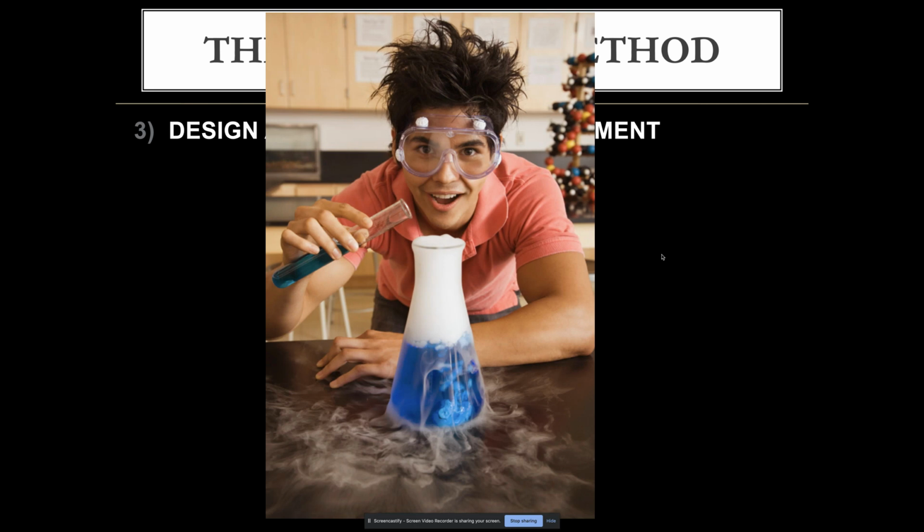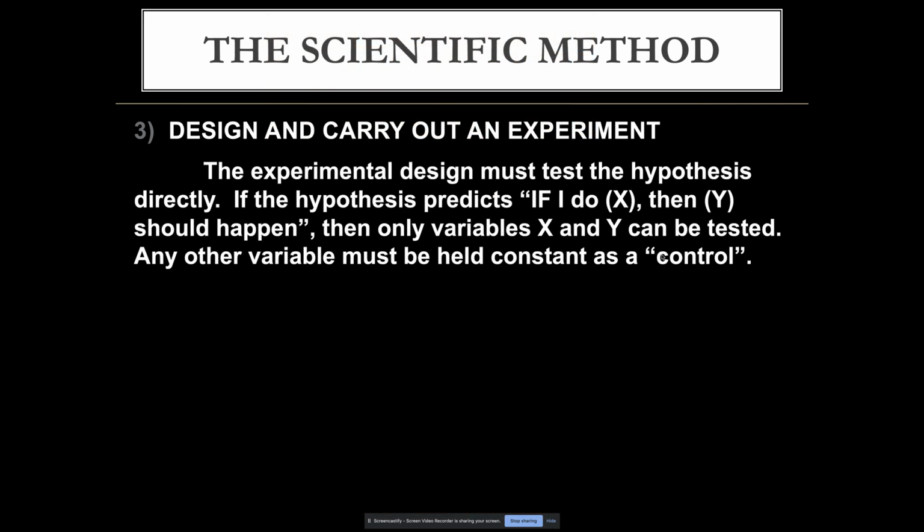You design and carry out the experiment. By the way, this is just a cute graphic. It looks like all that's going on here is some dry ice in a container of water that's had some blue food coloring added to it. Yeah, don't fall for this. This is actually just a fun graphic. The experimental design must test only the variables that your prediction is based on. If you say I do X, then Y will happen, then you only test those two variables, and every other variable will be your control.